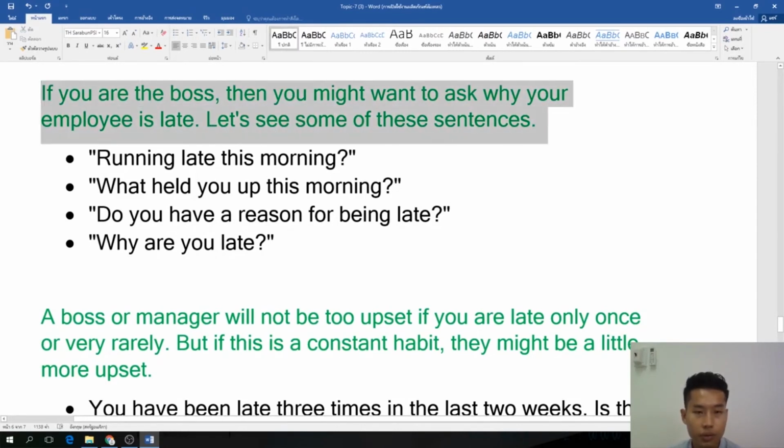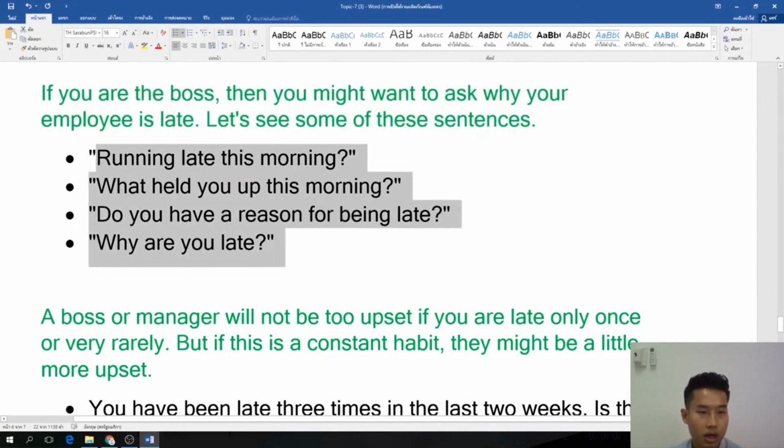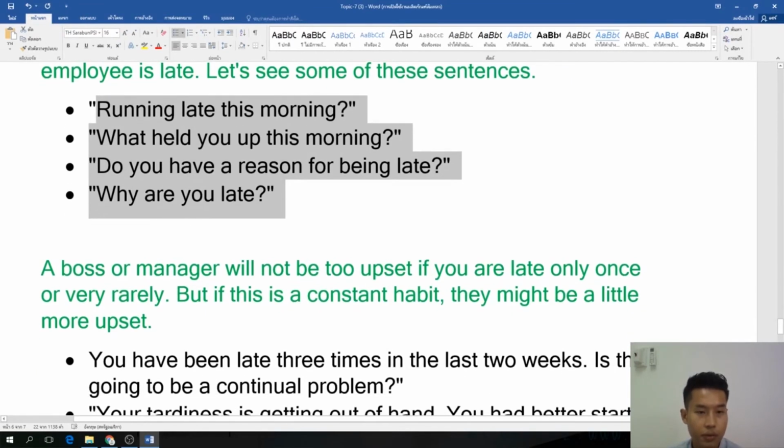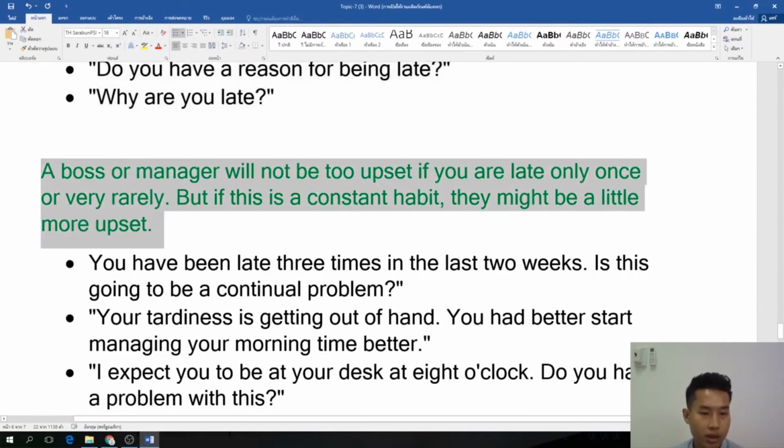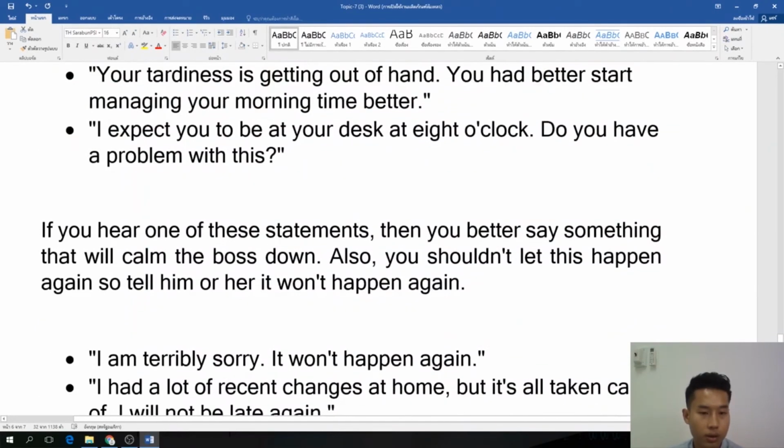Let's try to read more here. If you are the boss, then you might want to ask why your employee is late. Let's see some of these statements. Running late this morning? What held you up this morning? Do you have a reason for being late? Why are you late? Your boss might ask you this question, and then we continue to the next one.